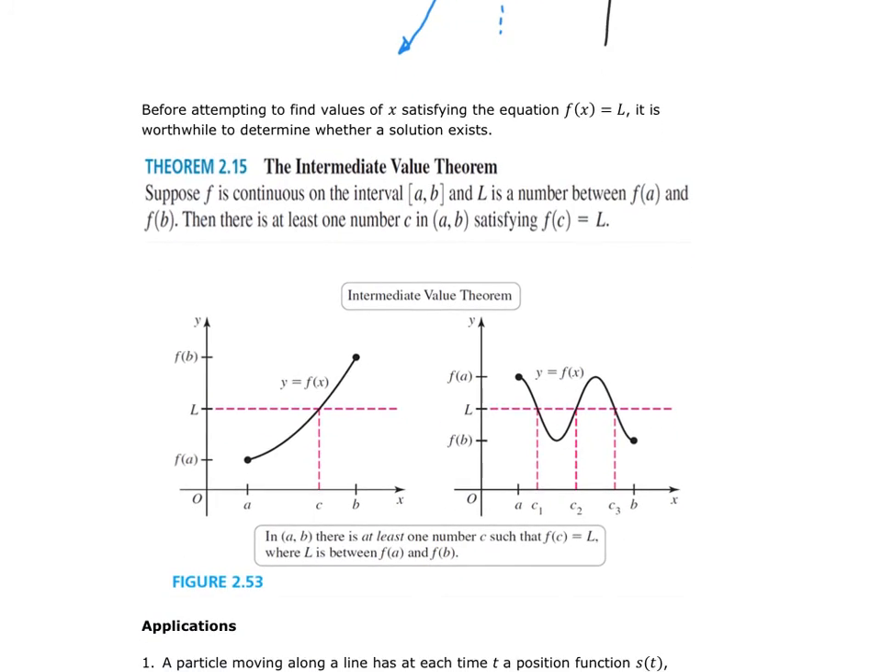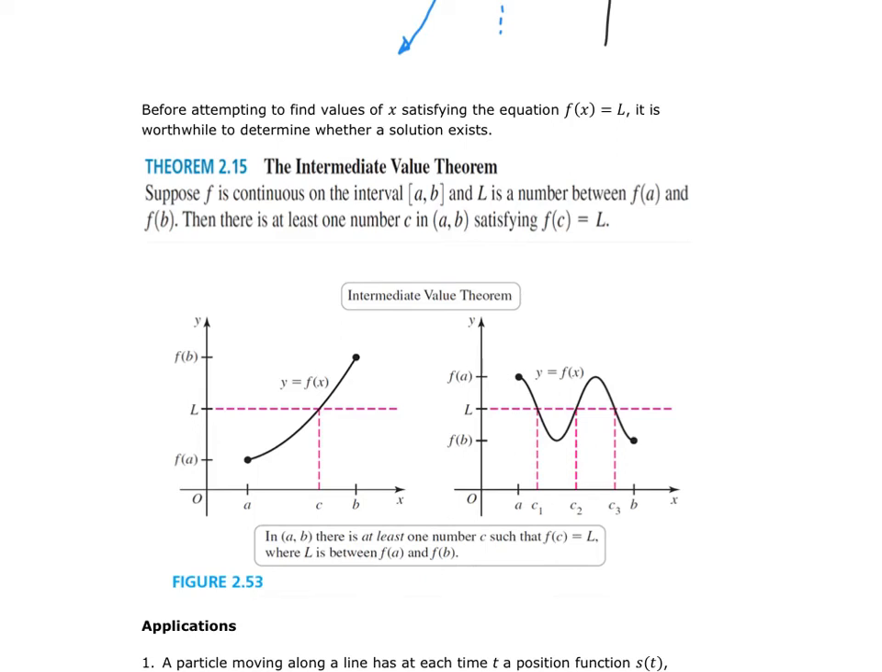Okay, so now we're going to move on to the intermediate value theorem. Before attempting to find any x that satisfy the solution, it is worthwhile to determine whether or not the solutions exist. Suppose f is continuous on the interval from a to b, so it's a closed interval. Closed just means we include the endpoints. And L is a number between f of a and f of b. Then there is at least one number c, so that f of c is equal to L.